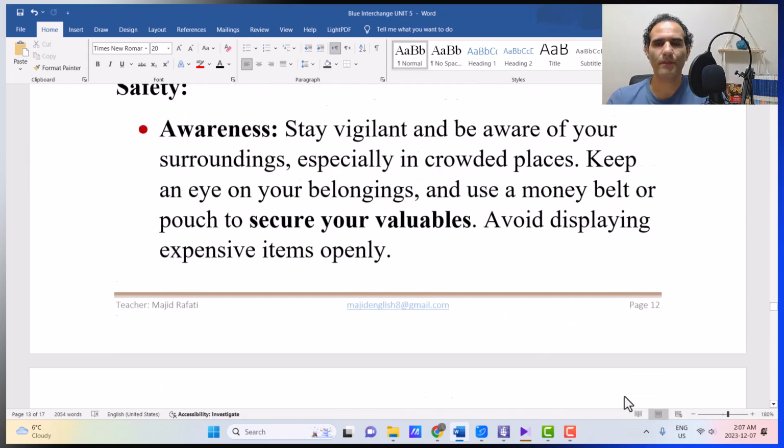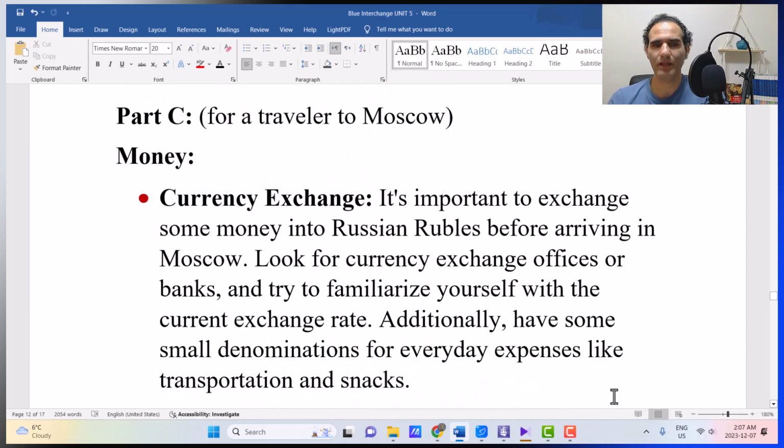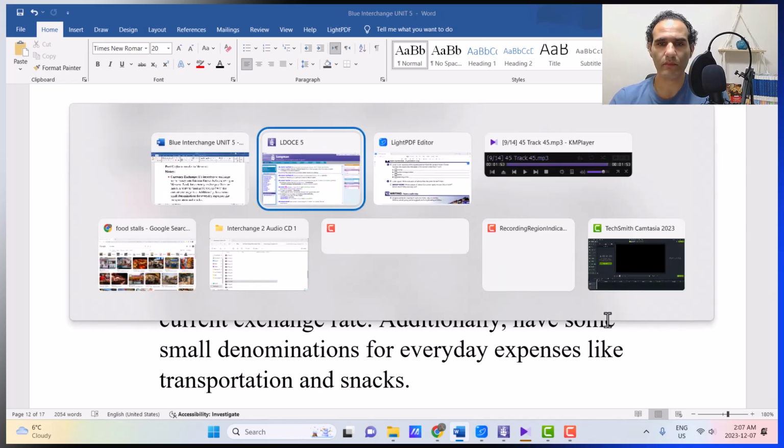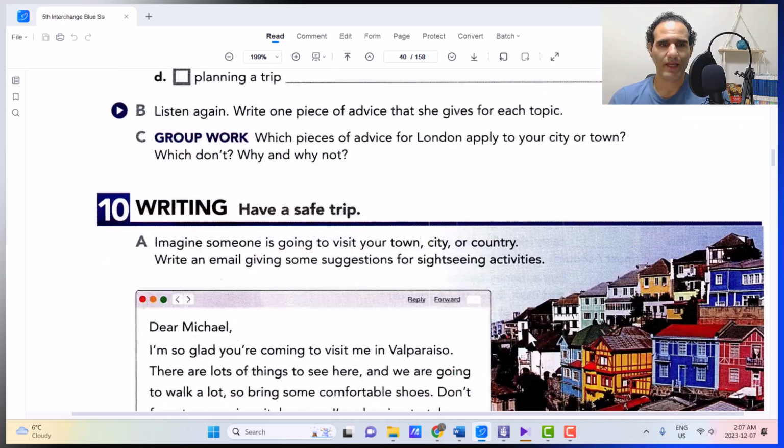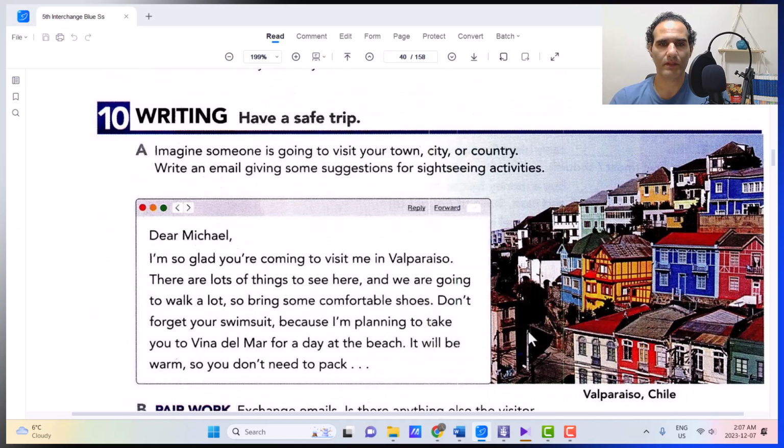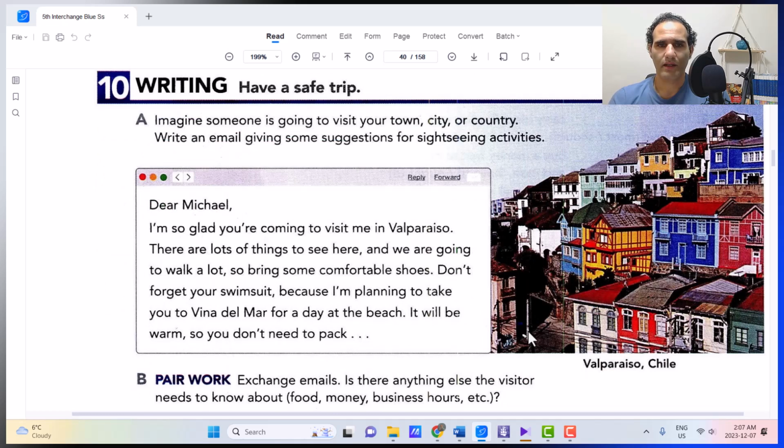Okay, so these were my sample ideas for a traveler to Moscow in these four areas. Basically, I am giving you these sample responses in order to encourage you to gather your ideas, categorize them, and deliver them as beautifully as this. And also you can learn from these and put them into your vocabulary notebook. Okay, good. What do we have here? Writing. So, have a safe trip.